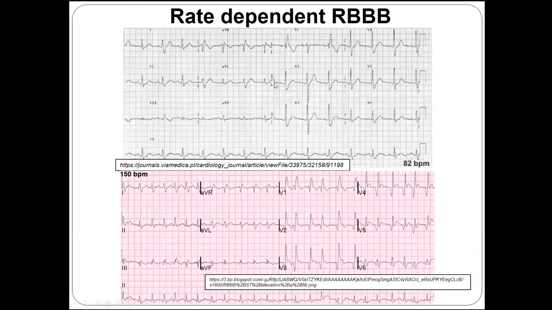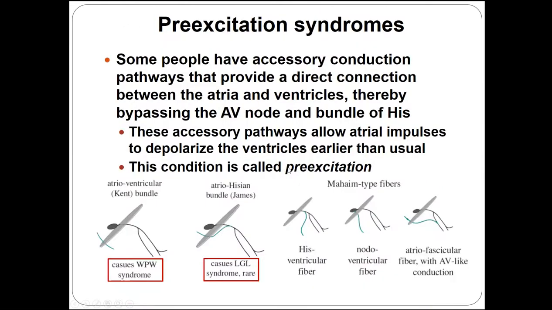This block can be rate dependent. If the rate increases, there is less time for repolarization, and it means that this is not a complete third degree block, that's a high degree block. Above a certain rate, you see the right bundle branch block, and below a rate, you don't see the right bundle branch block. So this is the frequency dependent intraventricular conduction abnormalities.